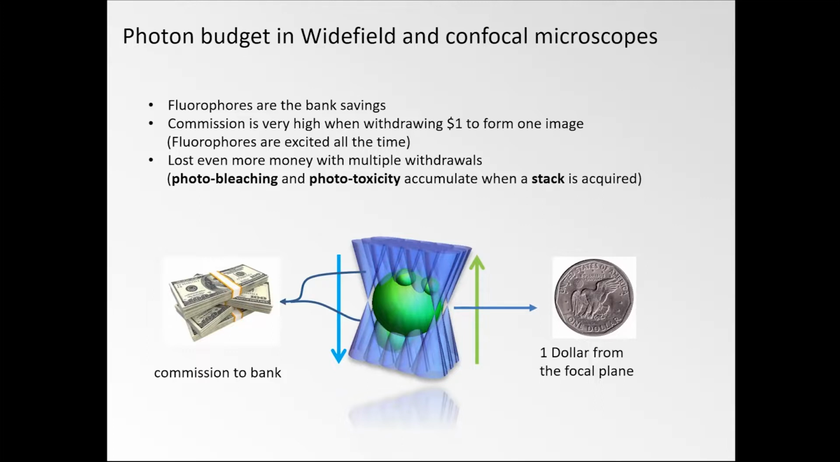So obviously you wouldn't do business with such a bank, and that drives it home what we're actually doing with, say, a confocal or wide field microscope, because the majority of the excitation is kind of in vain, is kind of lost. So the few photons you actually collect from your focal plane are offset by a lot of photons that you excite that you're then not using.